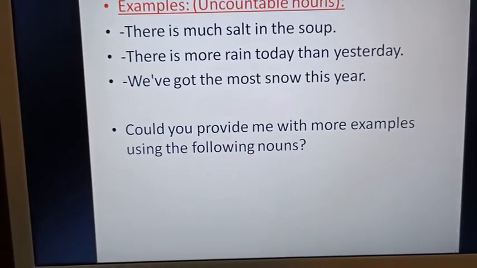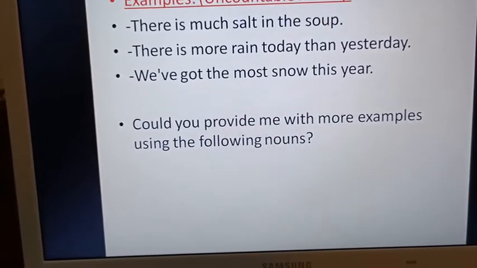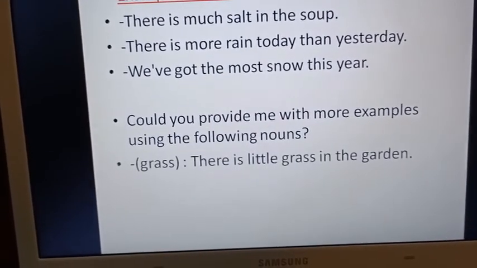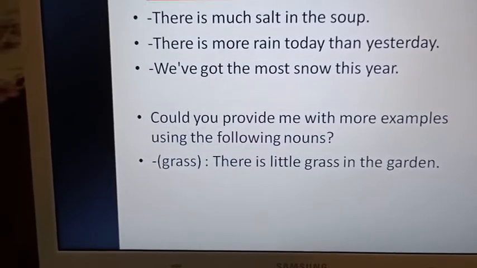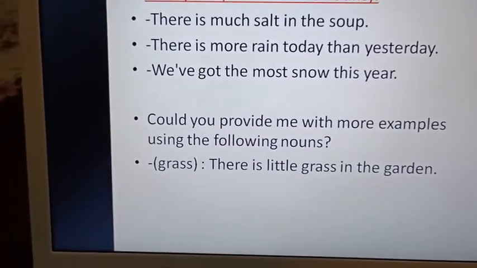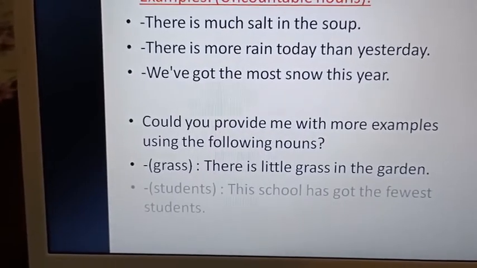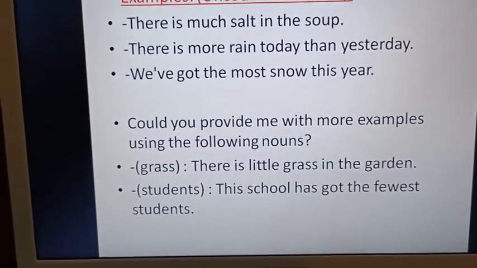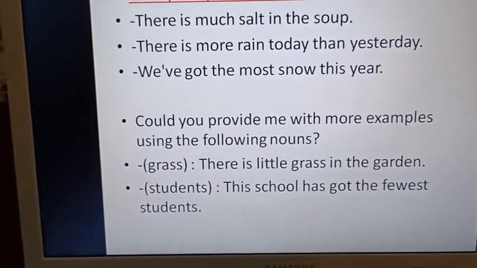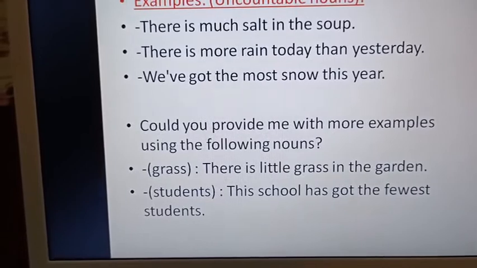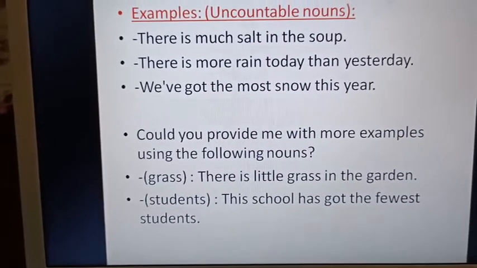Could you provide me with more examples using the following nouns? Grass. So I can say, there is little grass in the garden. Okay, I'm describing. Students. This school has got the fewest students. I mean the number of students. So it's the lowest degree ever.